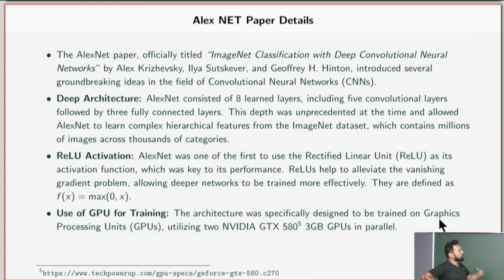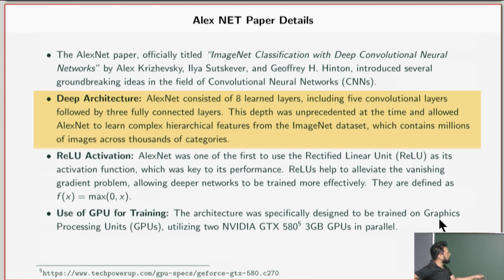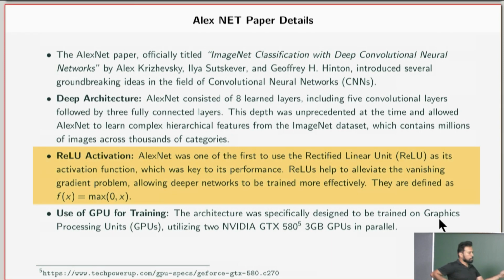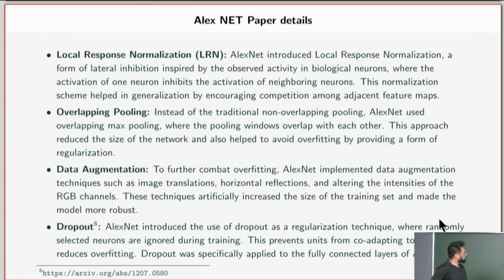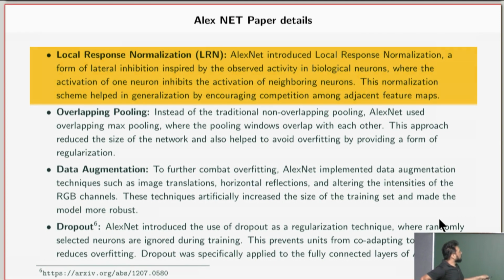It's a deeper architecture, eight layers: 5 convolution layers and fully connected layers. That was unprecedented at that time, and it could learn complex hierarchical features from the ImageNet dataset. This was one of the papers where they first used ReLU activation, the rectified linear unit, defined as the max of this, and then they were also using some parallel computing. Another thing proposed in their paper was local response normalization.